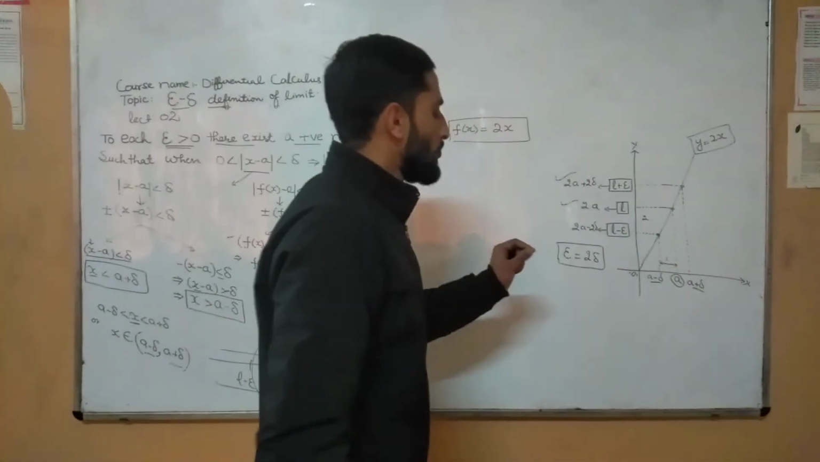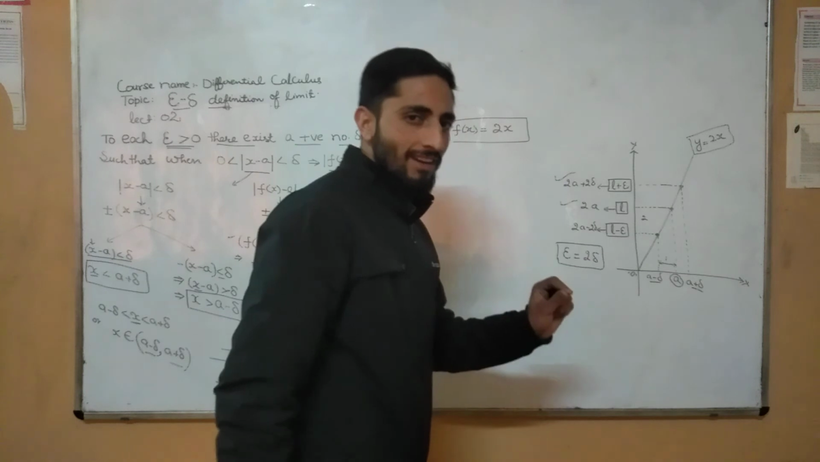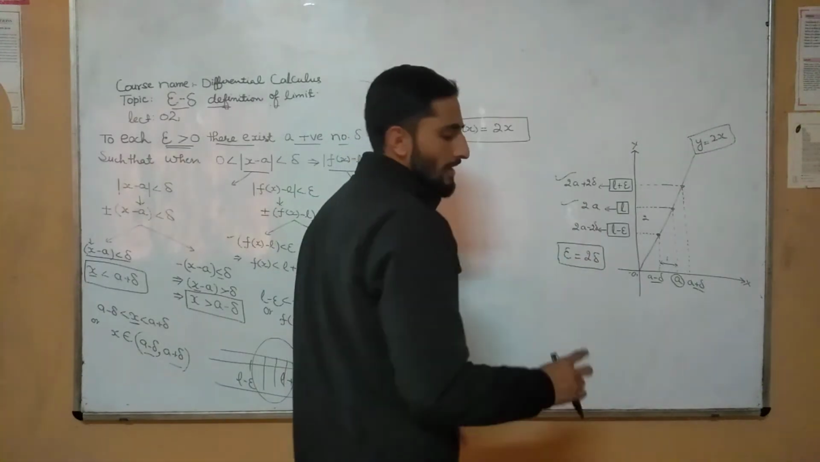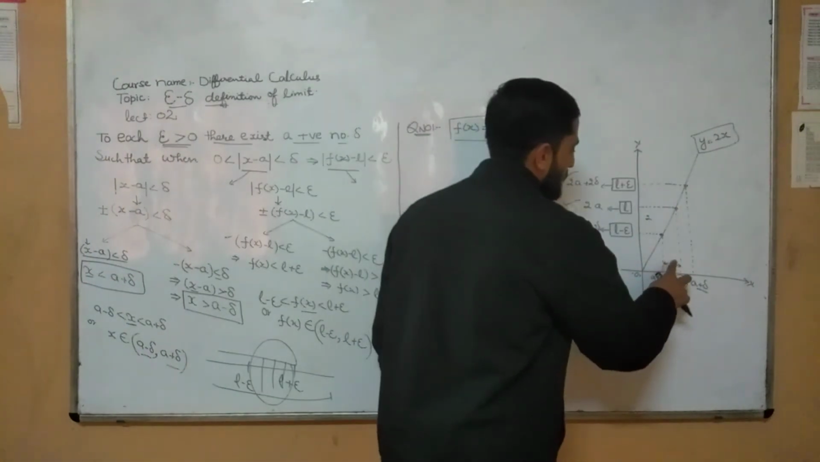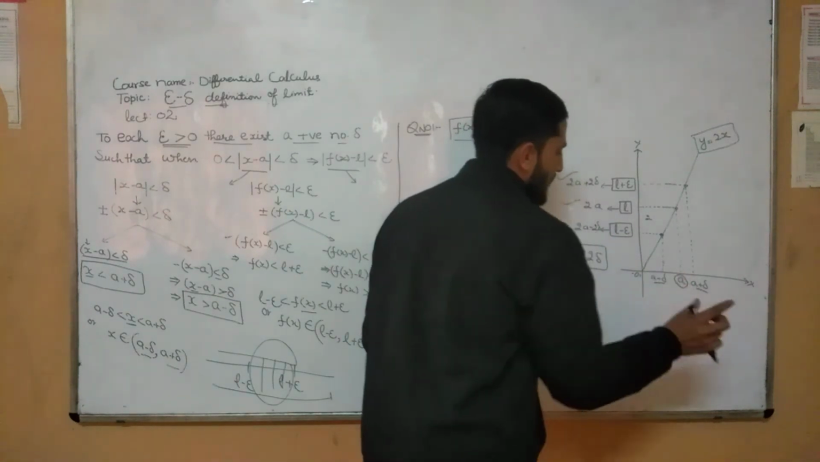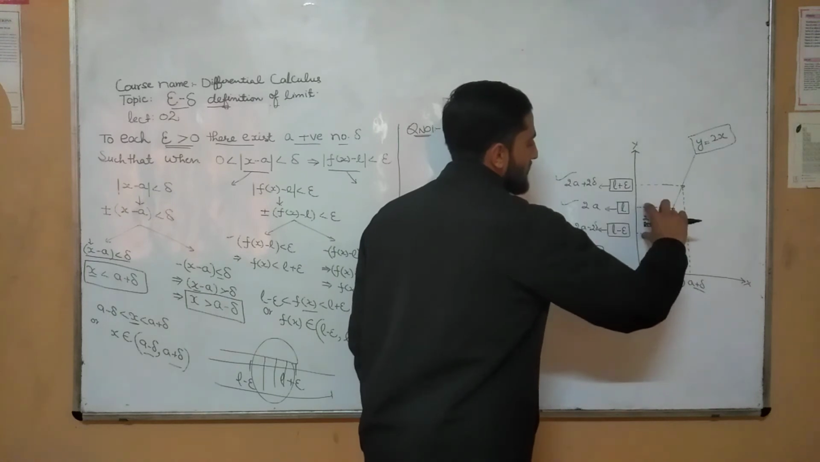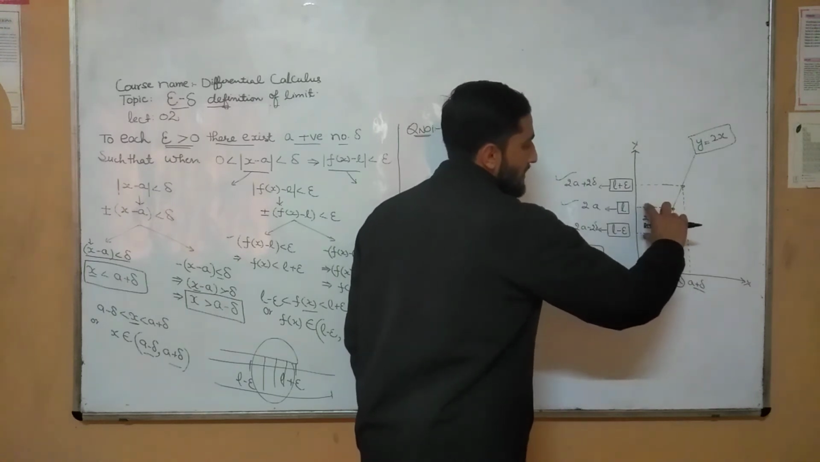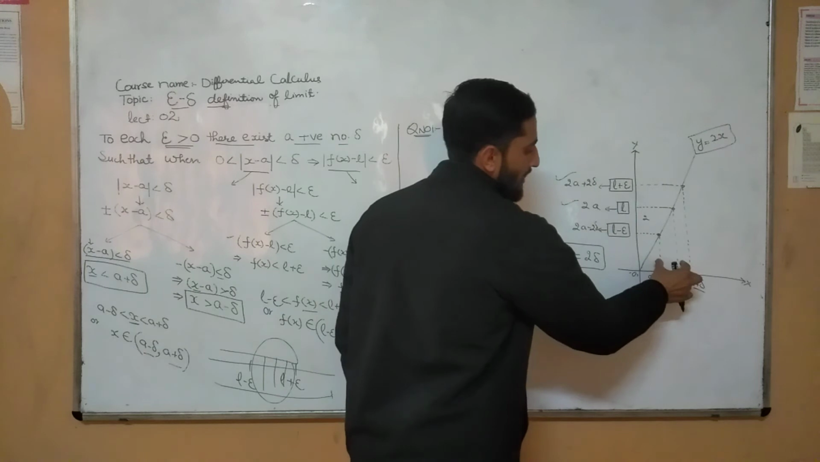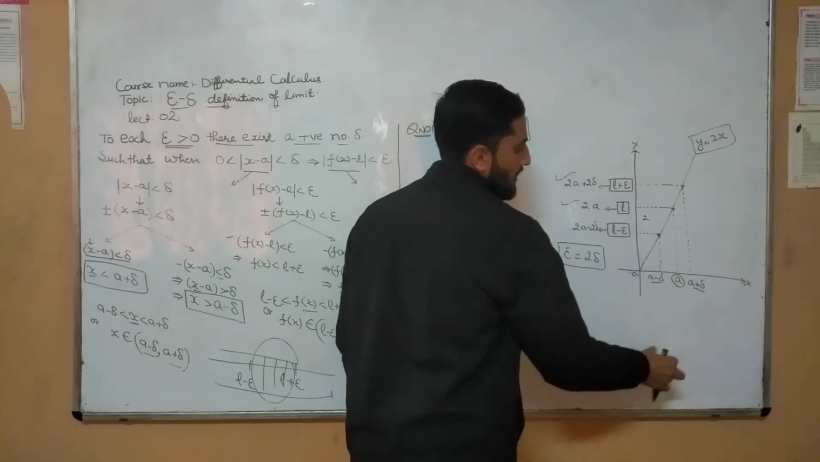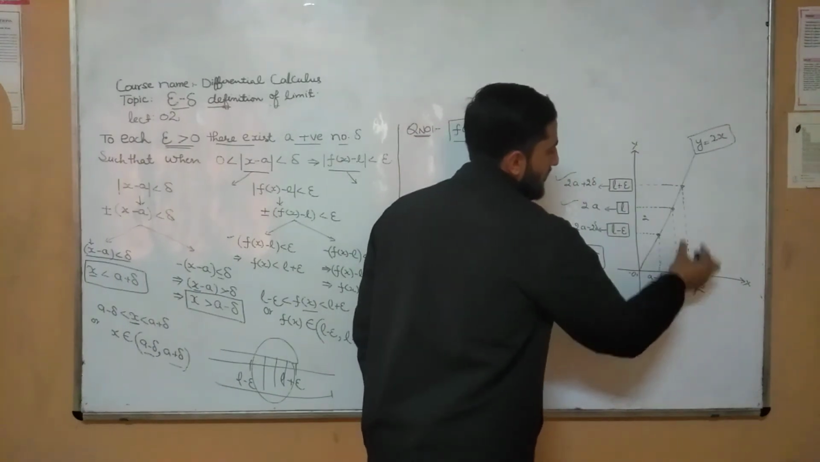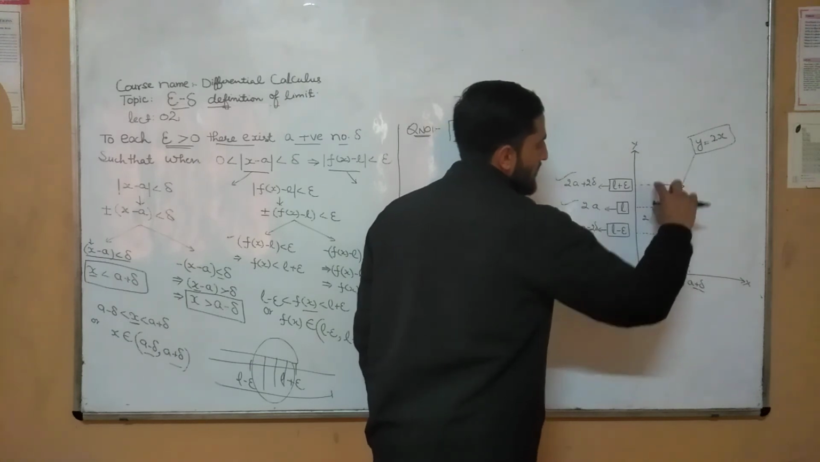If you are not able to understand exactly, this distance and this distance is twice of this unit, and this unit is twice of this unit.